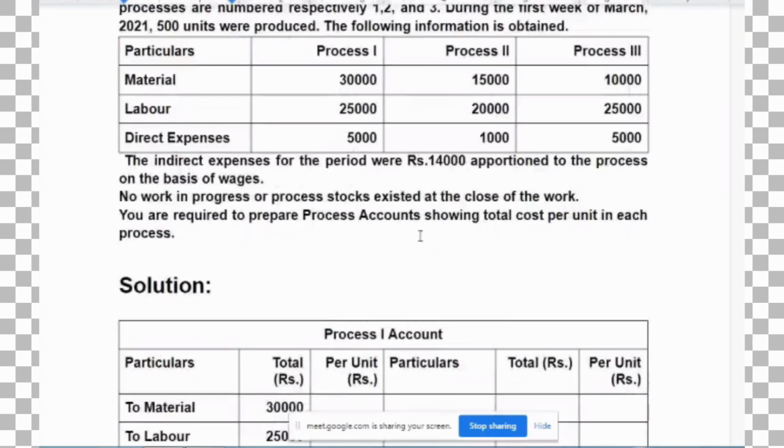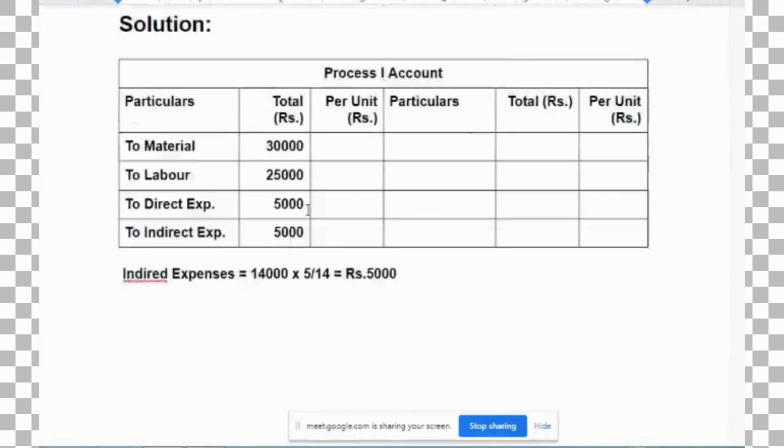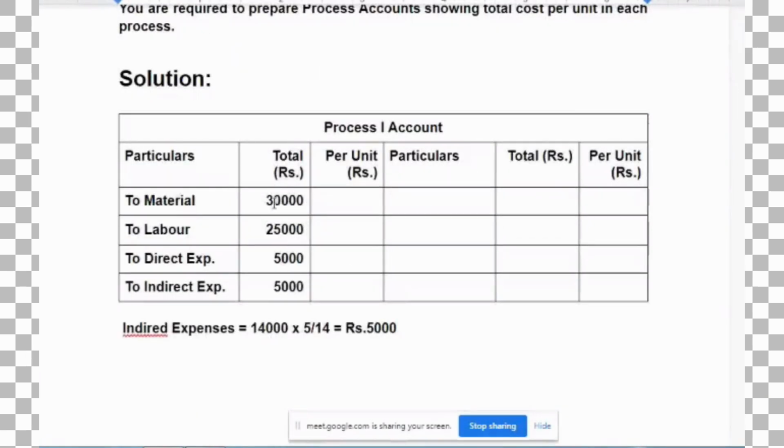And he said that during the year 500 units were produced. 500 unit તમે બનાયા છે. So divide all this cost by the 500 units. 500 થી divide કરો. 30,000 divided by 500 કેટલા આવે? That is 60. Here 50, here 10, and here 10. Okay.